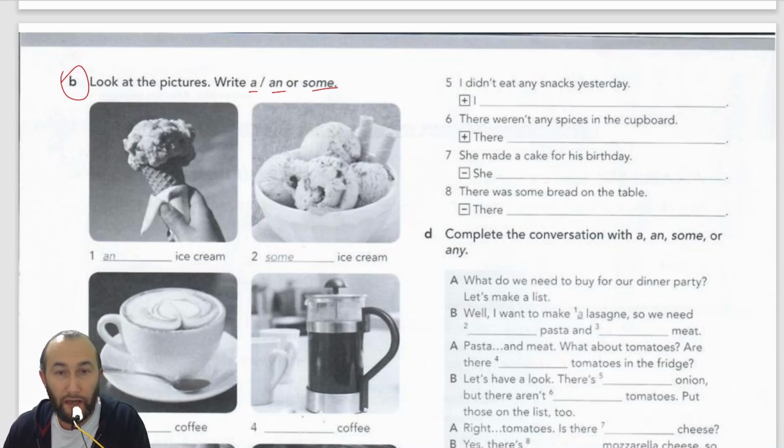So ice cream can be countable or uncountable. As you can see, a bowl of ice cream. So here is uncountable. So that's why it's saying some ice cream. But here, as you can see, it's a cone of ice cream. So it's like you can count. So like an ice cream because it's coming as cone shape, right?